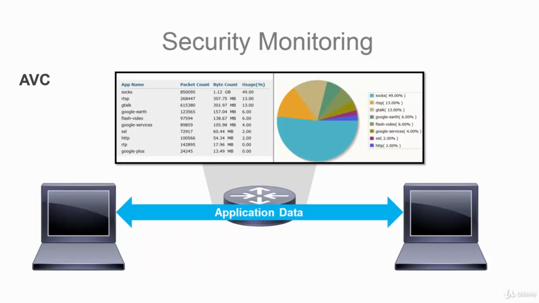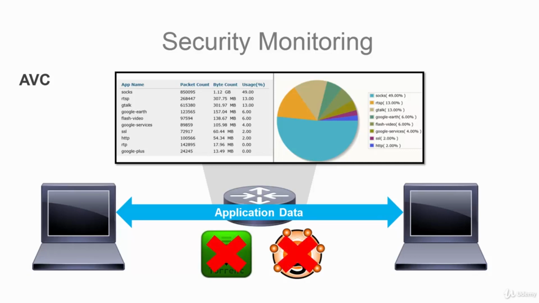AVC, Application Visibility and Control, is another gadget on our security utility belt. AVC, not to be confused with NetFlow, only provides application metrics. This is valuable information for security monitoring because it allows you to see how much bandwidth each protocol is using on your network. In addition to monitoring with AVC, policies can be configured based on AVC data to filter or throttle malicious applications.